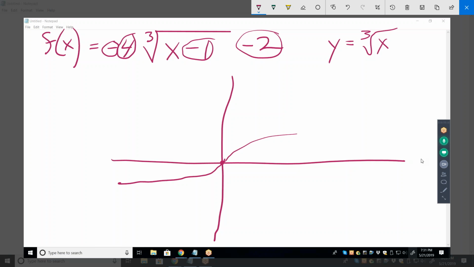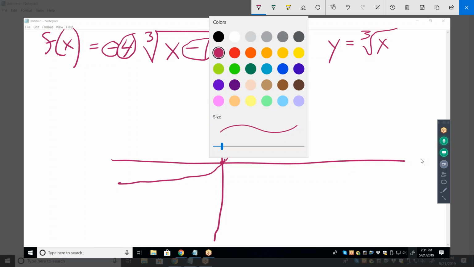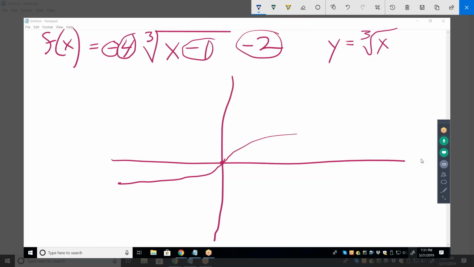Which one do I do first? The negative. What does that do? That reflects it over the x-axis. So if I draw that reflection, I get something like this. So this is y equal negative cube root of x.